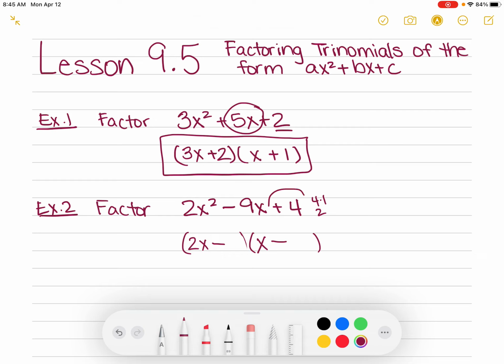I'm going to try 4 and 1. So I'm going to put the 4 here and the 1 here. Now, why did I put those there? Because I know that this one is going to multiply with this one, and that's going to make 8x. And then this is going to make 1x. So that gives me 9x. So that was my answer. You just kind of play around with it until you figure out which one is which.